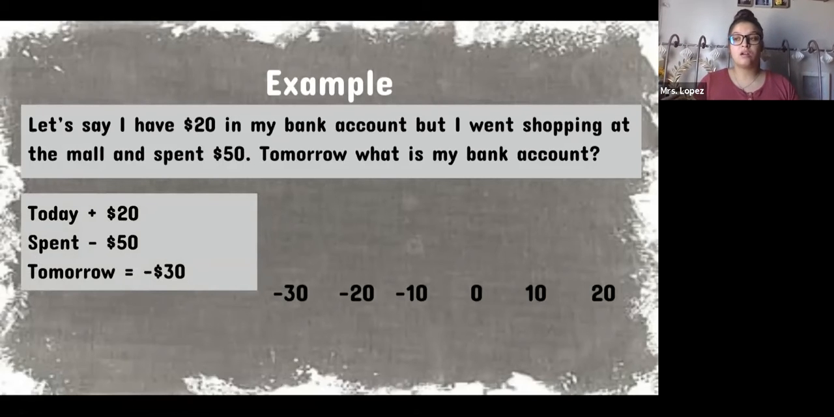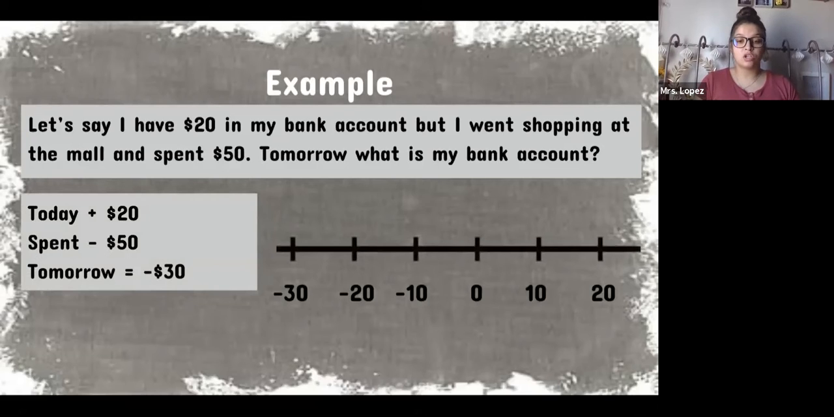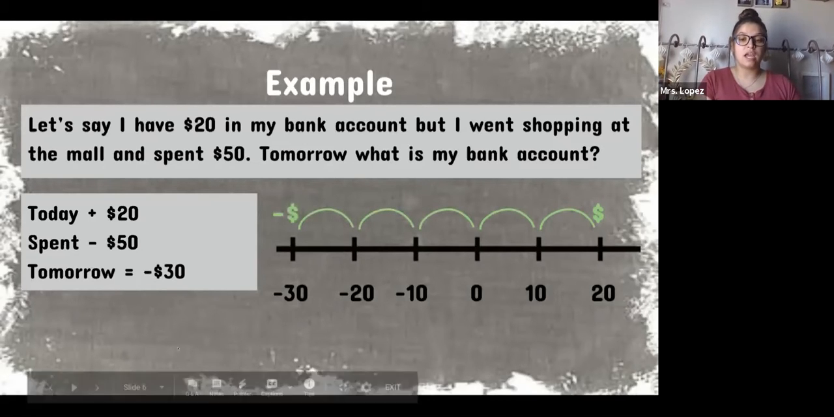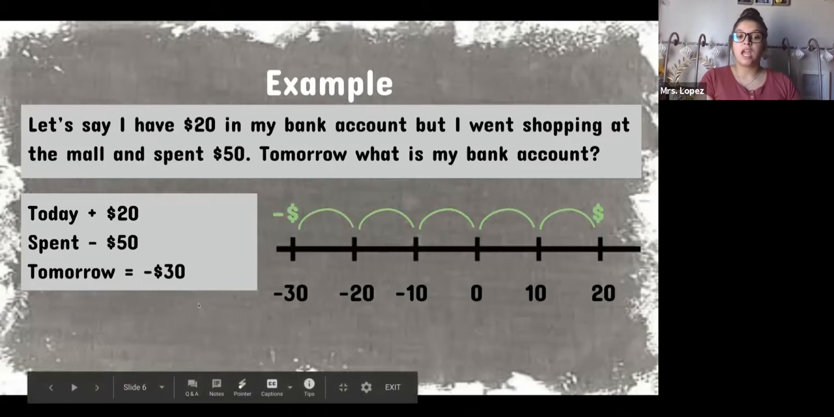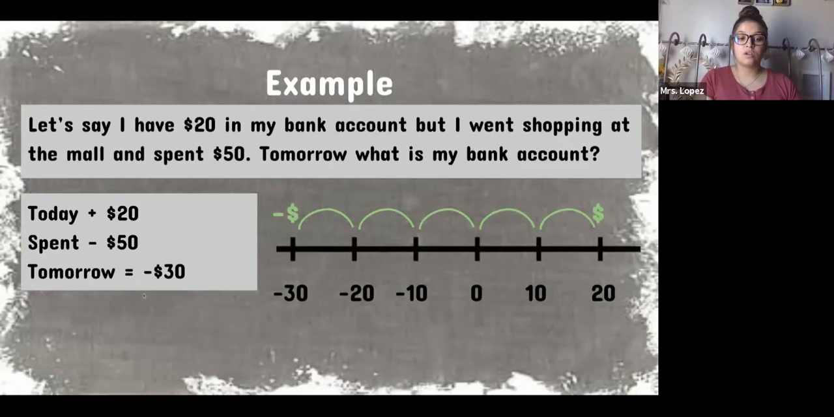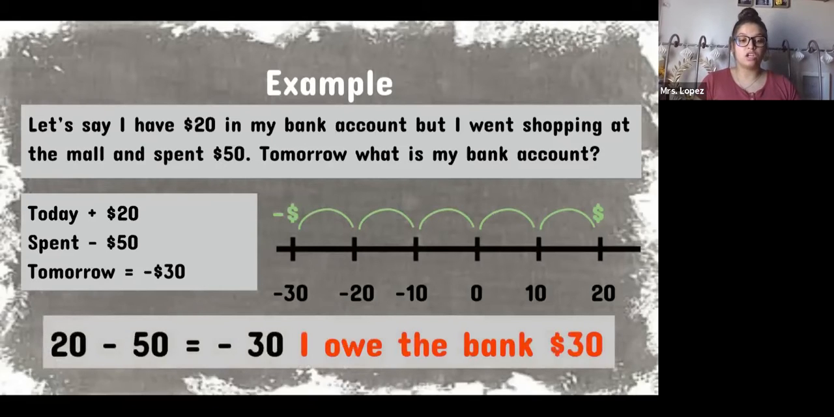In a world where we didn't have extra fees when we went negative in our bank accounts, it would be just negative $30. If we use a number line, I'm going to show you. We started off with $20 and I spent $50. So I spent 10, 20, 30, 40, 50, and that got me into negative 30, because I spent $50 and I didn't have $50. So now I owe the bank $30, because 20 minus 50 equals negative 30.